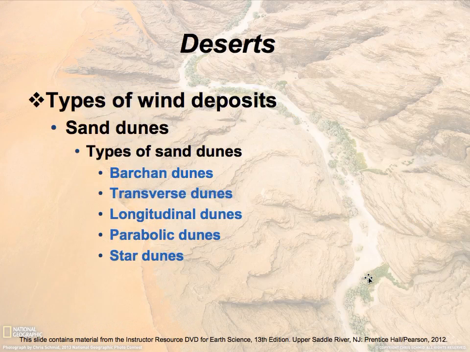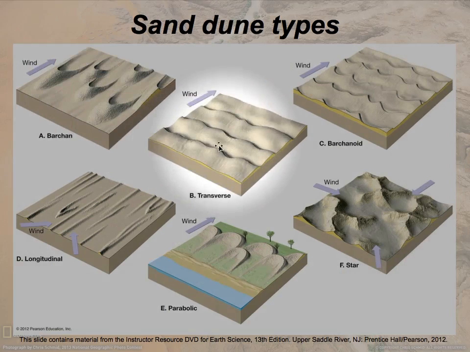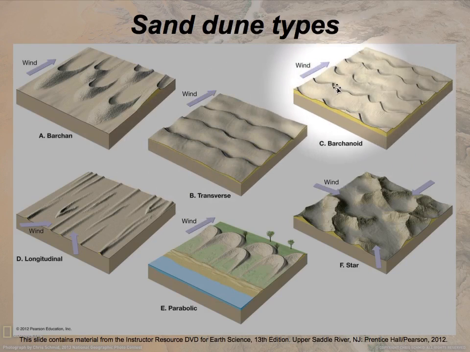Different types of wind deposits or different types of dunes, particularly, just like glacial features, have names: Barchan dunes, transverse, longitudinal, parabolic, and star dunes, and they all are representative or caused by slightly different types of movement of wind. Barchan, transverse, and barchanoid dunes all represent generally single direction or unidirectional wind. Wind moving in this graphic from lower left to upper right will produce these generalized forms of Barchan, transverse, which look very, very wave or ripple-like, or barchanoid, that is kind of a combination of transverse and Barchan.